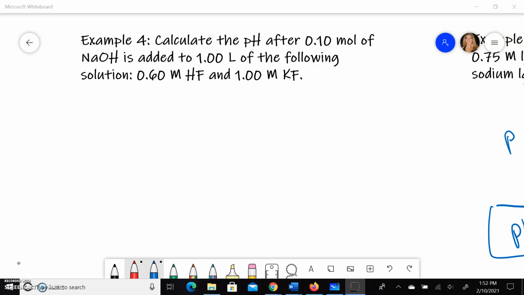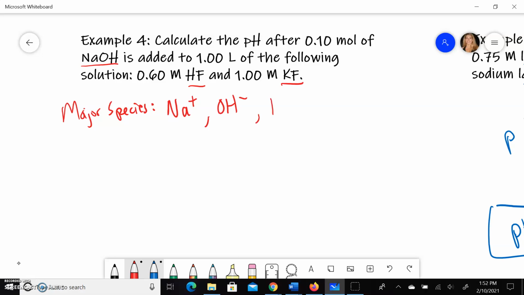This time we are going to start by listing our major species. So we have several things going on here. We have sodium hydroxide, we have some HF, and we have some KF, all kinds of stuff in the solution. Sodium hydroxide is a strong base, which means it's going to dissociate 100%, close enough to 100% that we just rounded to 100. So instead of having sodium hydroxide, we actually have sodium ions and hydroxide ions. We also have some weak acid, and we do not break apart weak things because they mostly stick together.